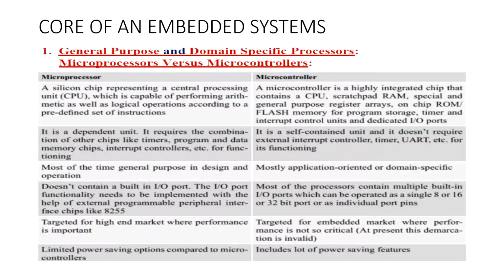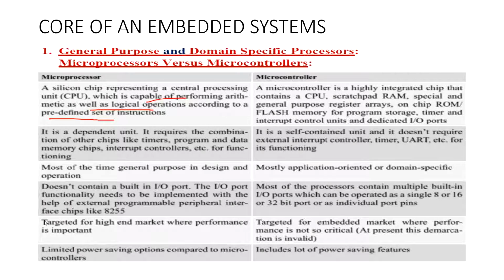When we are studying this, we should know the difference between microprocessors and microcontrollers. So what is a microprocessor? A microprocessor is nothing but a silicon chip representing a central processing unit, CPU, which is capable of performing arithmetic as well as logical operations according to a predefined set of instructions. That means a microprocessor has only one part, that is the CPU, the central processing unit.